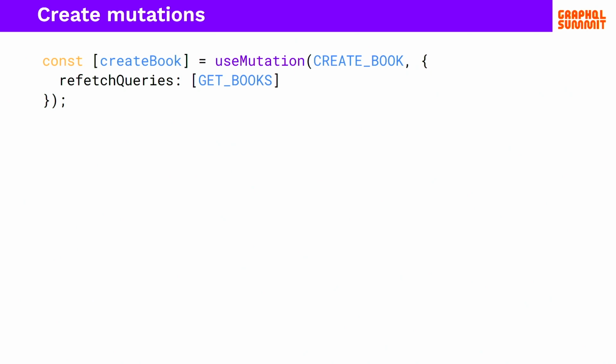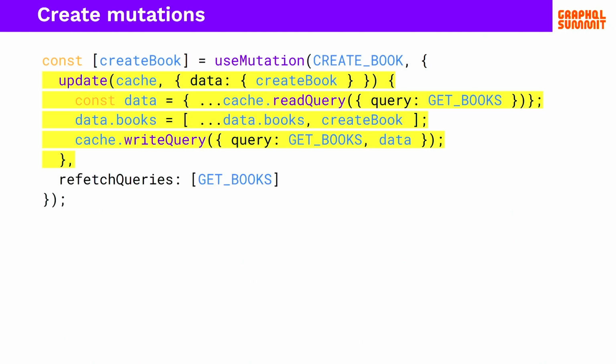So on a create mutation, where we're trying to add a new record that didn't exist before, there's two different things we need to do. First of all, in our use mutation instantiation, we're going to need to add our response data. And this is essentially going to tell our cache explicitly how we want to perform that update. In this case, we're looking at our books being an array. And so we're simply adding a new record into that array and writing that new array back into the cache.